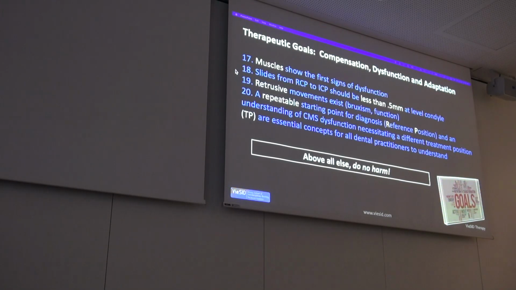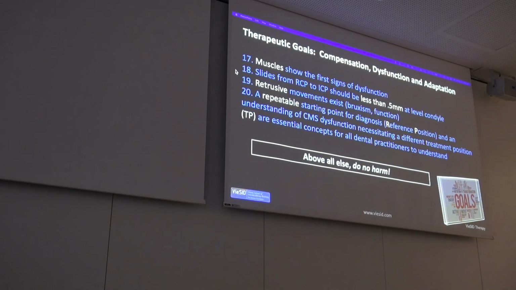Retrusive movements exist in bruxism and function. If we don't understand that the mandible that goes forward can keep going back, we create problems. And if we don't build guidance into especially diseased joints, we have problems. And the final one is the repeatable starting position for diagnosis, reference position, and an understanding of the craniomandibular system and dysfunction necessitates potentially a different treatment position sometimes.